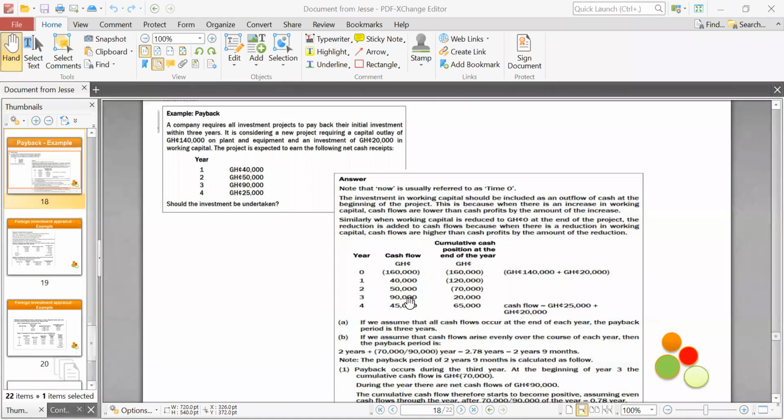So 40 plus 50 is how much? 90. I don't know if you get my point. So year one, 40,000 will be able to take care of year zero. Year two, 50,000 will be able to take care of year zero. By year three, we need a balance of 70,000. So it will be 2 years plus 70,000 over 90,000. Does it make sense? Or it doesn't?